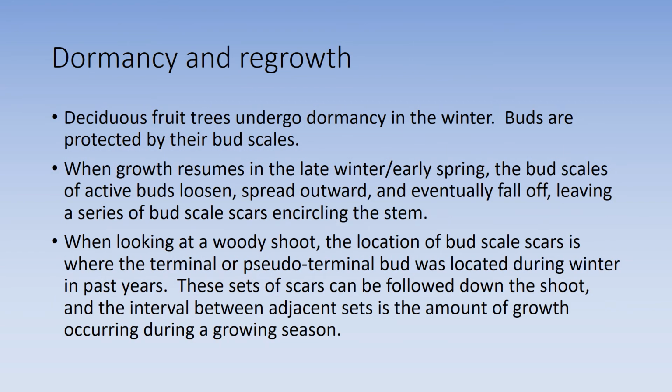Dormancy and regrowth. Deciduous fruit trees undergo dormancy in the winter. Buds are protected by their bud scales. When growth resumes in the late winter, early spring, the bud scales of active buds loosen, spread outward, and eventually fall off, leaving a series of bud scale scars encircling the stem.